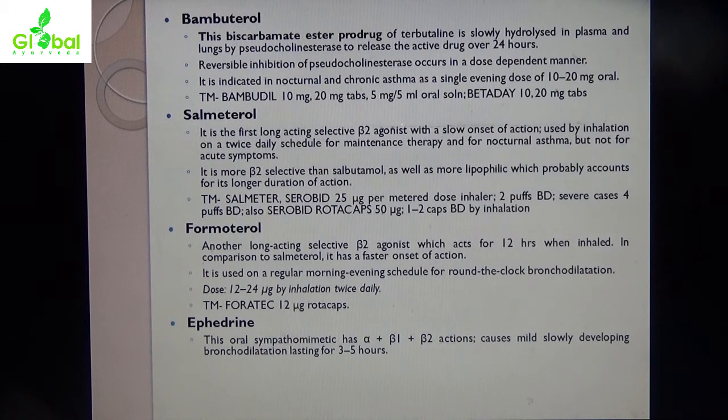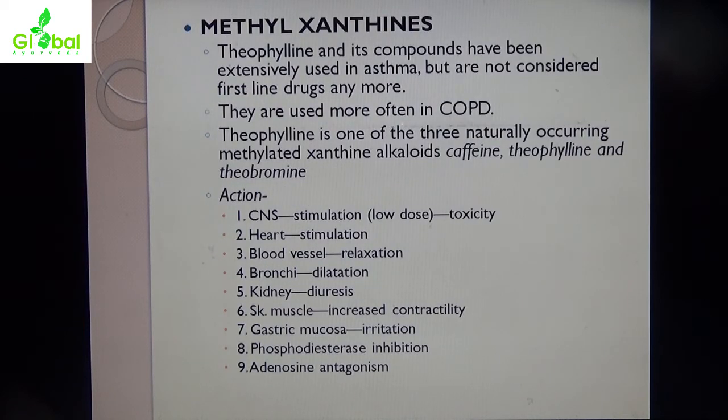sympathomimetic, has alpha, beta-1 and beta-2 action, causes mild, slowly developing bronchodilation lasting for 3 to 5 hours. It is a constituent of older combination formulations and is used for mild to moderate chronic asthma. Because of the low efficacy and frequent side effects, it is not preferred now. Our next drugs are methylxanthines.